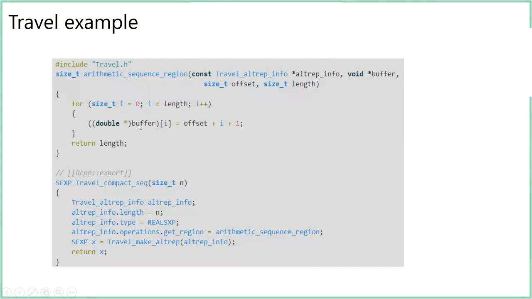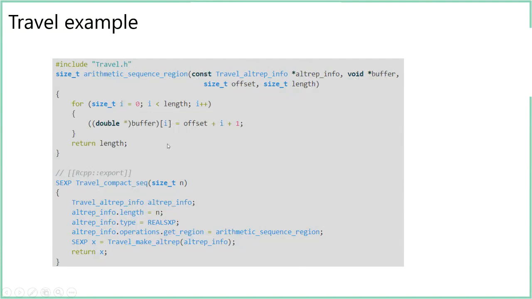So in the memory, it's just a double precision value. And I loop over the buffer and assign it the offset +1, because we know C is 0-based offset and R is 1-based. And then at the last line, I return the length that I read into the buffer. So here's all you need to do to create an ALTREP from the travel package.